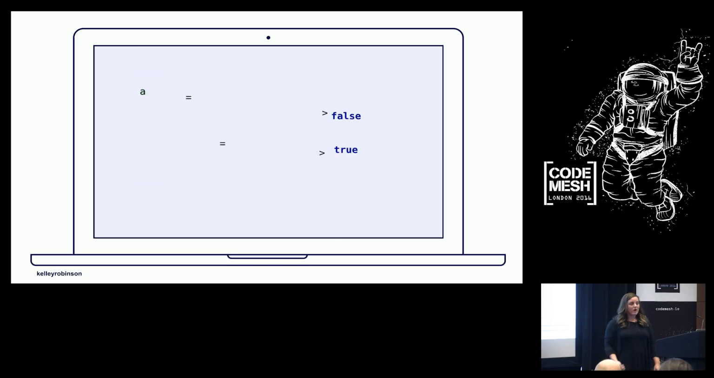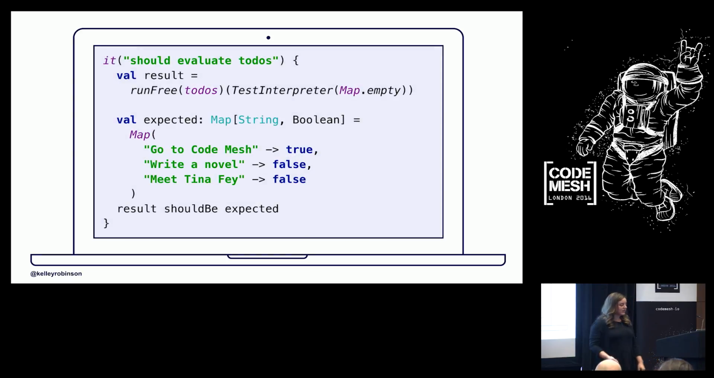And then when we run it, this is what it's going to look like. We'll take our to-dos, feed it to our run-free function, and also give it a test interpreter. But we could feed any interpreter that we want there. And then we have the expected map that we can compare this against. And this is pretty useful for writing tests that would normally have side effects. But this test might shadow some business logic, and we're all good testers in here, so we don't want to do that.